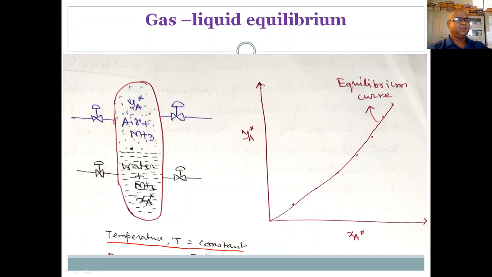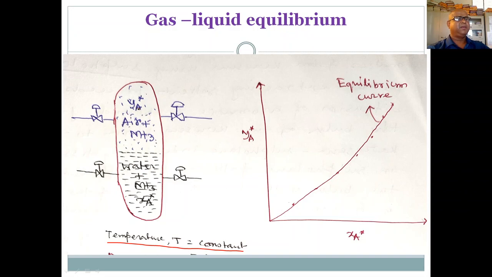Whatever dissolving is going on, the same thing is going on the other way. That means it is in a dynamic equilibrium. Why is it an equilibrium? Because when the rate of dissolving and the rate of stripping become the same, then with time there won't be any concentration change either in the gas phase or in the liquid phase. Then that means it has reached equilibrium.